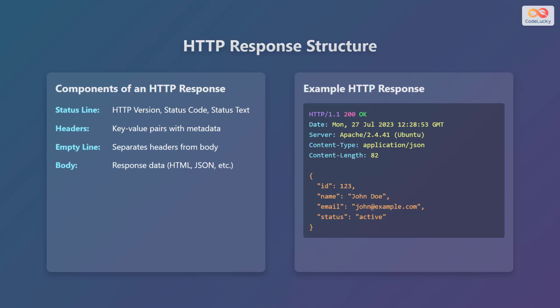Here's an example of an HTTP response. The status line indicates HTTP version 1.1 with status code 200 OK. The header includes date, server type, content type, and content length. The body contains a JSON object with fields like ID, name, email, and status.